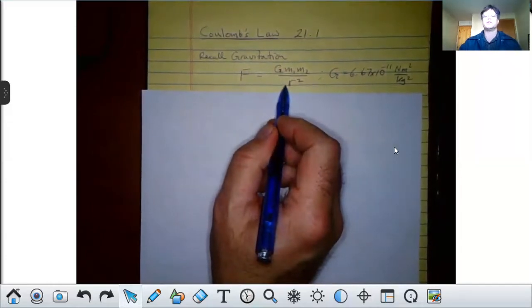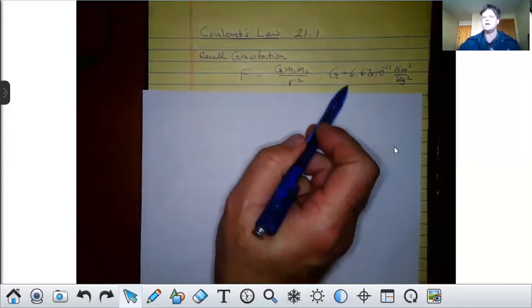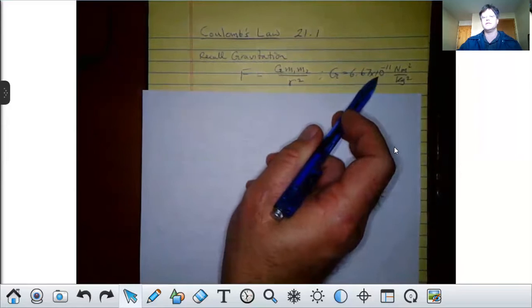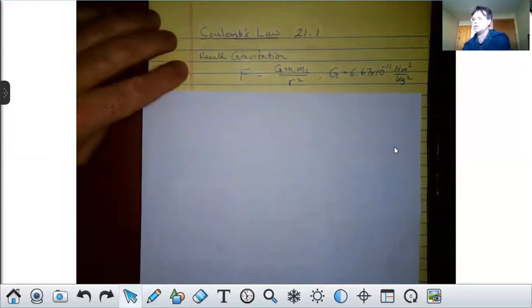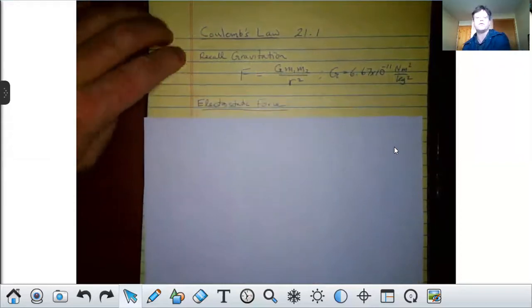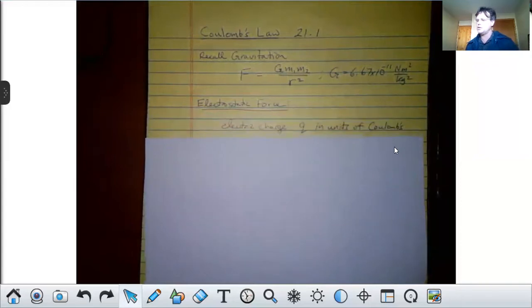And this force is always attractive, and it has a very small proportionality constant, 10 to the negative 11. It's very tiny. So it's actually a very weak force, and you need a lot of mass to add up to even a slightly strong attractive force. All right, so let's go to Coulomb's law, the electrostatic force between two charges.